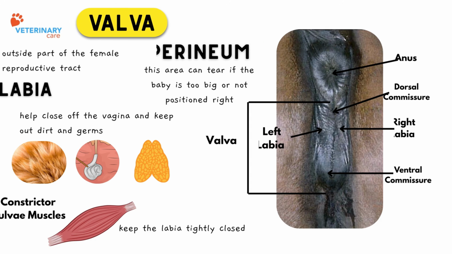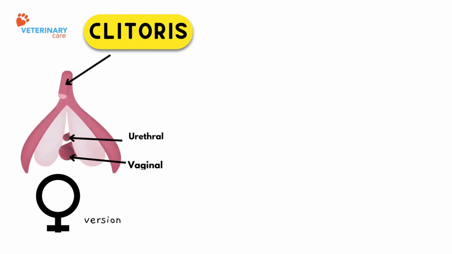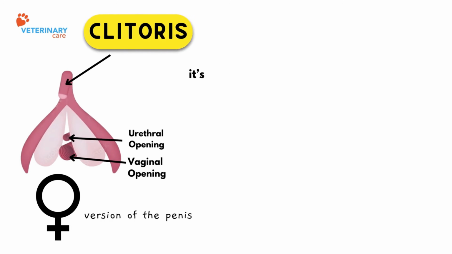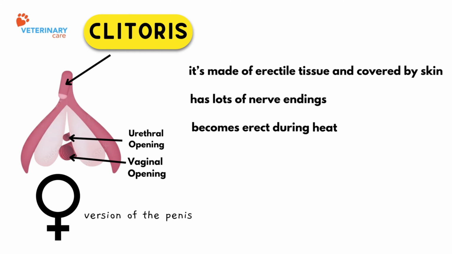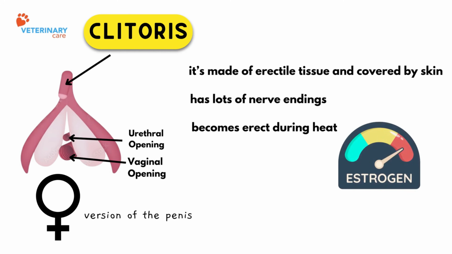Near the vulva is the clitoris, which is like the female version of the penis. It's made of erectile tissue and covered by skin. It has lots of nerve endings and becomes erect during heat because of high estrogen levels.